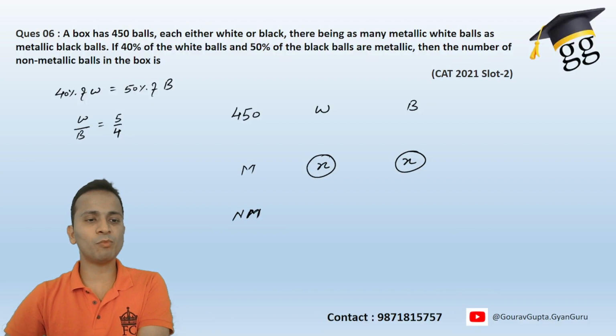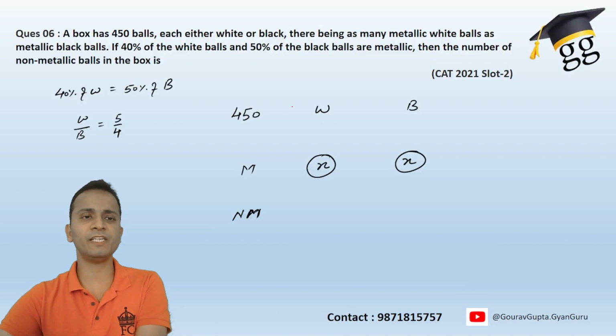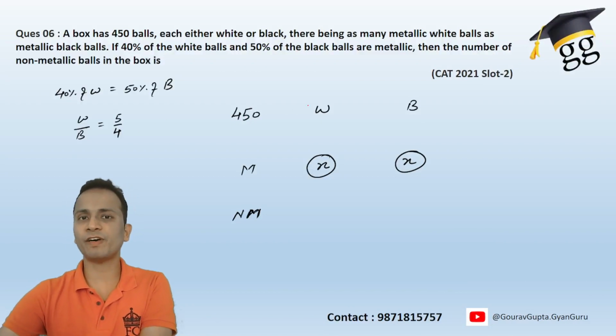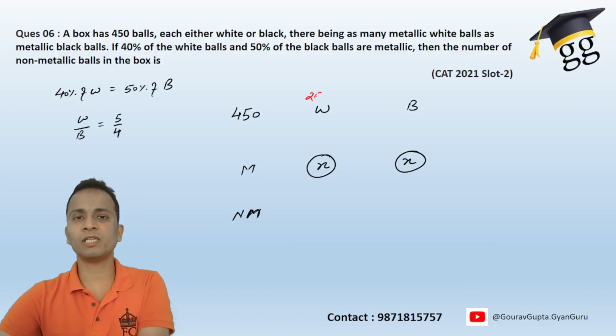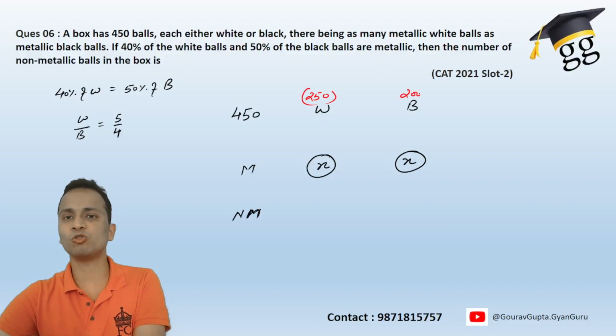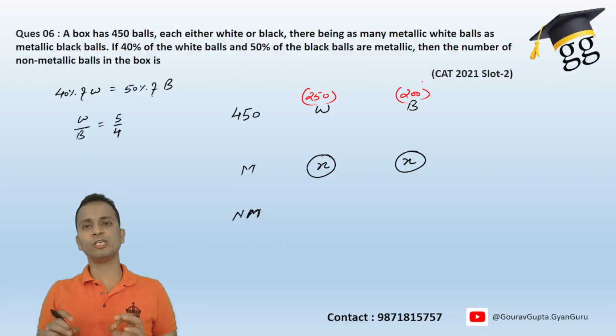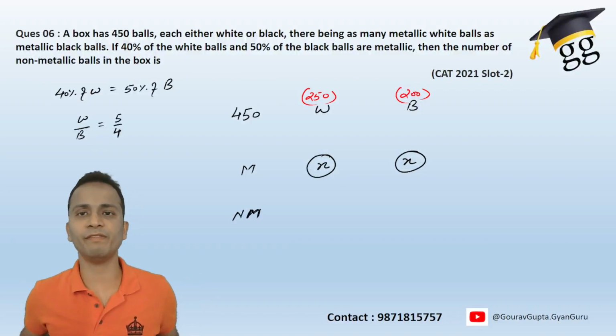So total white balls and total black balls are in the ratio 5:4, and their sum is given as 450. So divide 450 in the ratio 5:4. So total number of white balls comes out to be 250 and total number of black balls comes out to be 200. 450 को मैंने क्या किया? 5:4 के रेशियो में डिवाइड कर दिया.